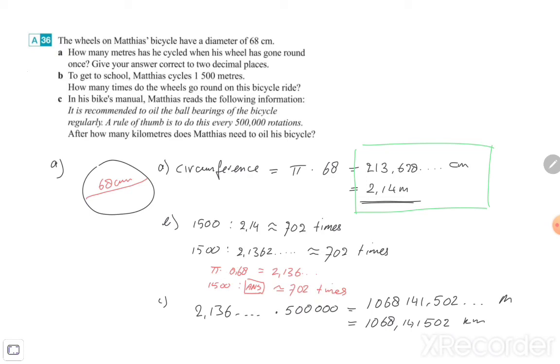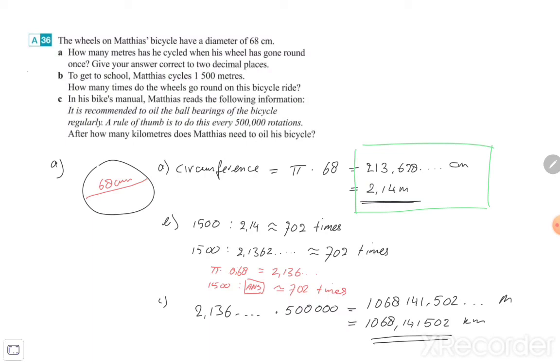They didn't ask you to round it to any decimal places. So this is just the correct answer. If you want to round to whole numbers, or 1 decimal place, that's fine, but they didn't ask you to round it. So this is the exact answer.